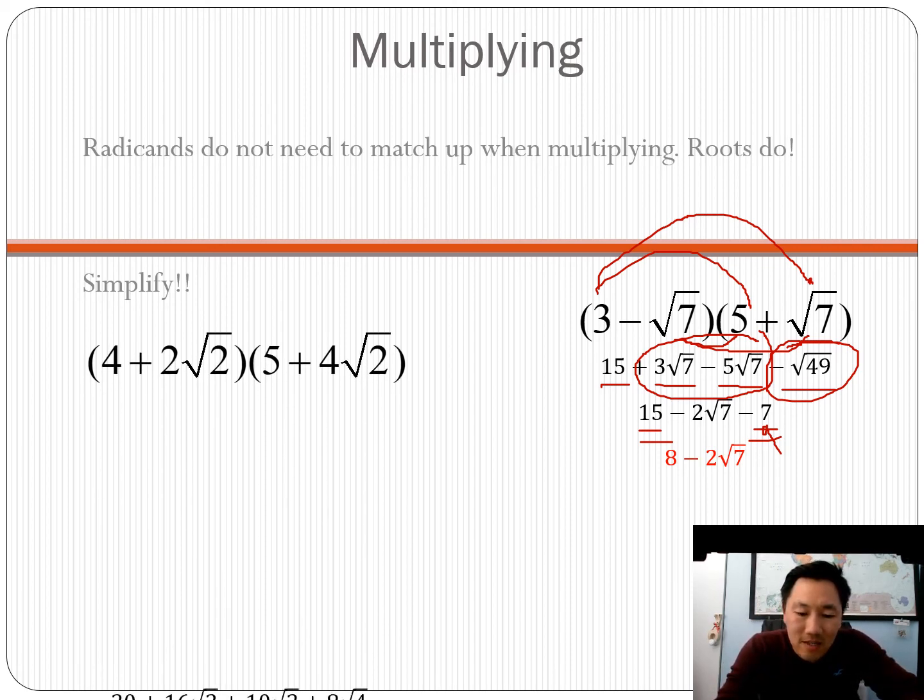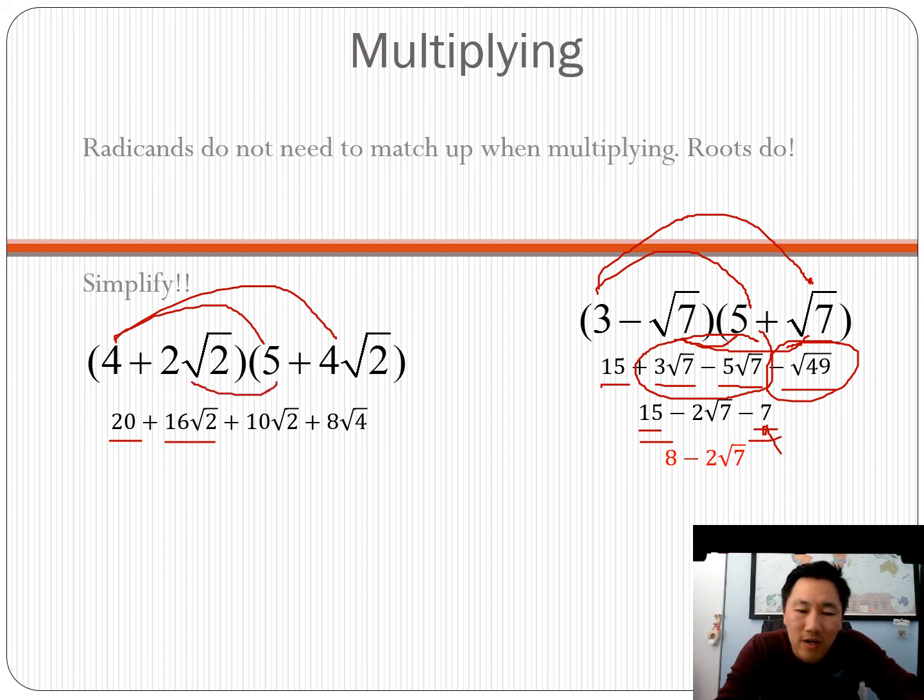Foil this. You should get this. 4 times 5 is 20. 4 times 4 radical 2 is 16 radical 2. The 2 radical 2 times 5 is 10 radical 2. I think I said that wrong. I said 5. And then this one is 8 radical 4.